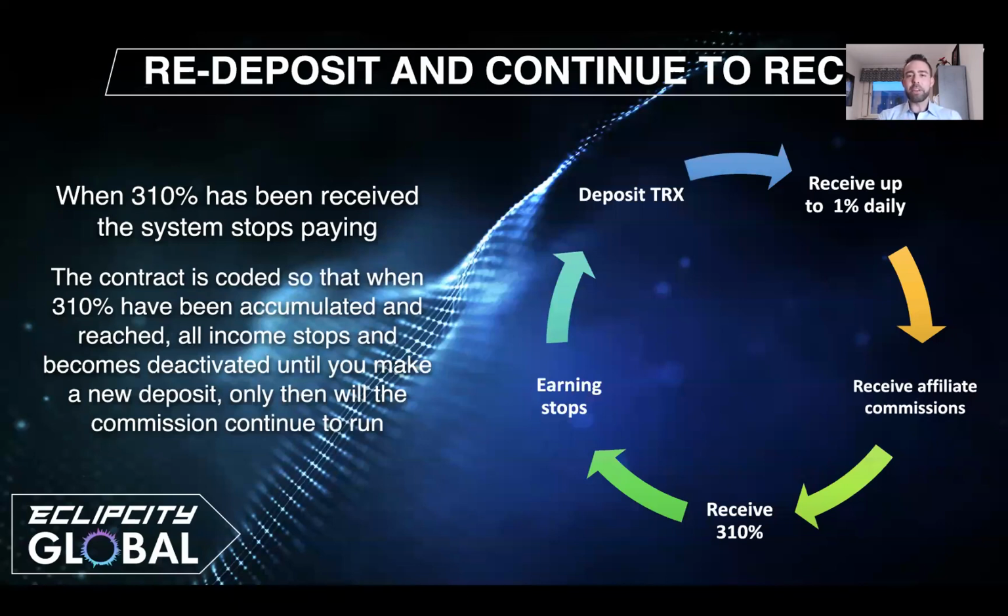So it's a very, very simple cycle. You deposit TRX to contribute to the fund. You receive up to 1% daily. You can also receive affiliate commissions for helping and supporting this community to grow. You will receive 310%. When that has happened, the earnings will stop. Now you make a new deposit, a new contribution, to activate a new 310% limit. You'll continue to receive up to 1% daily, and you'll continue to receive the affiliate commissions that you built. You will receive the 310%, the earnings will stop again, and then you deposit again. This is the cycle that everyone will go through.